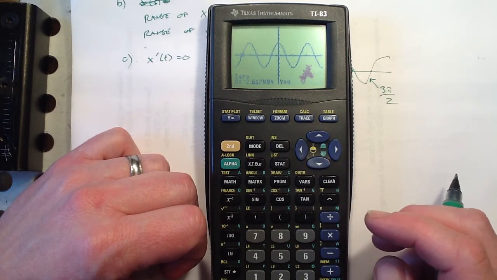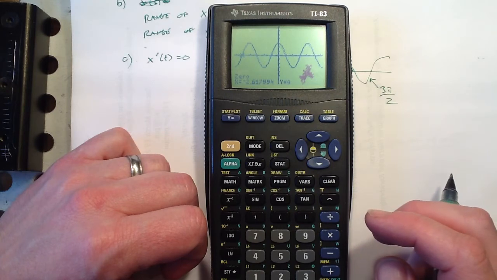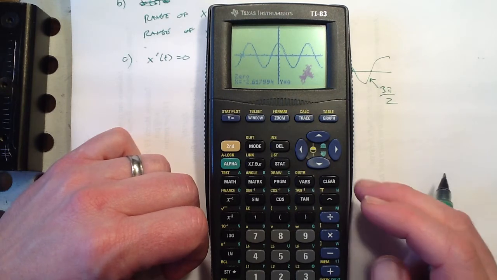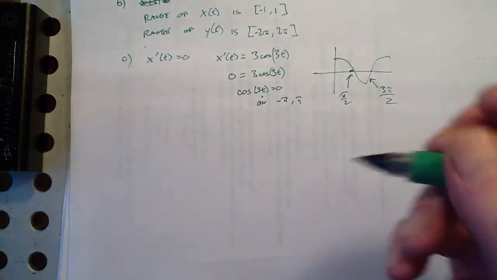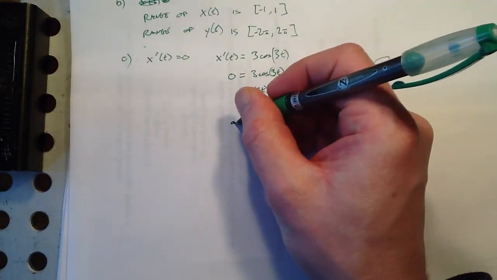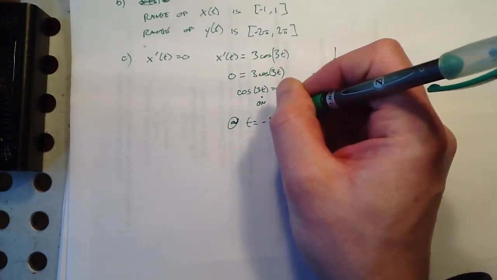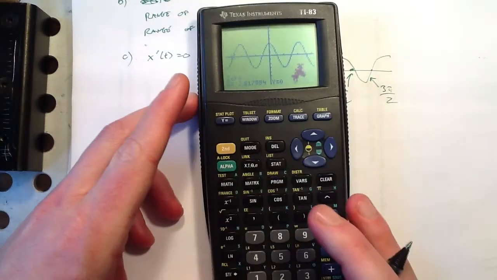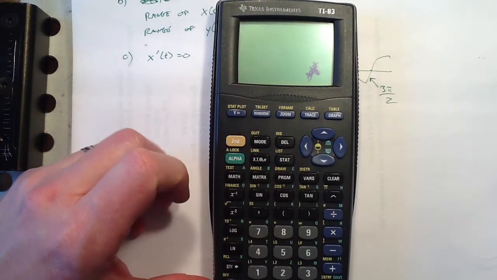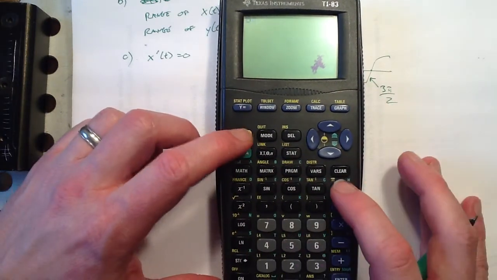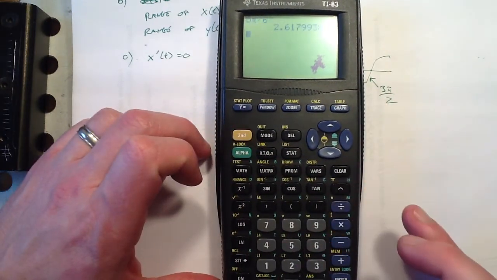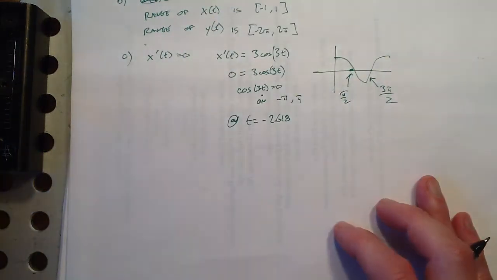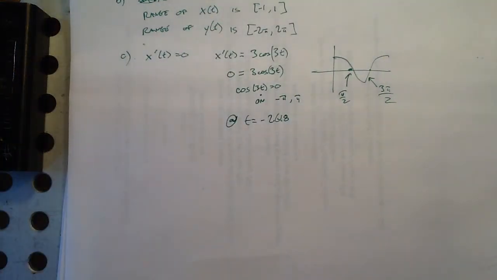And that's at negative 2.618. Negative 2.618, and I bet you that's 5 pi over 6. Yep. All right, so anyway, what's the speed at this time?